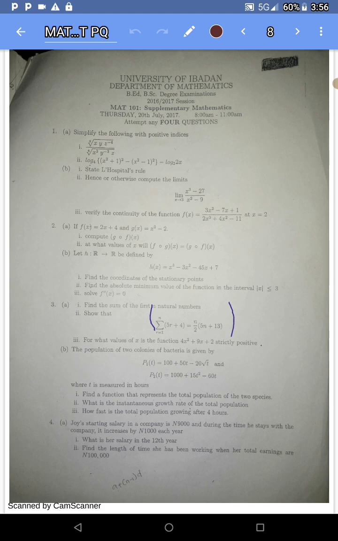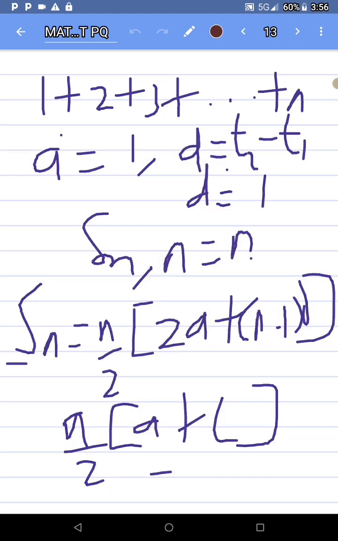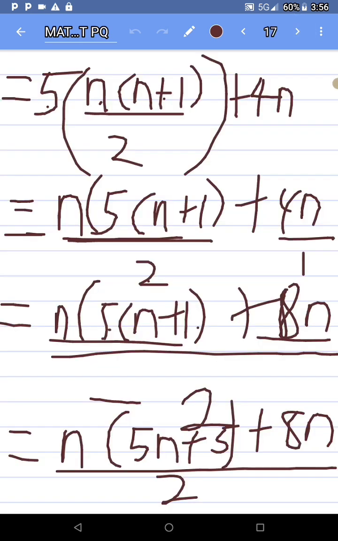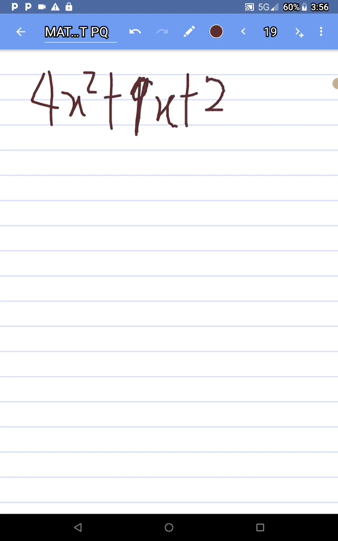Now, that is 4x squared plus 9x plus 2. For what value is it strictly positive?